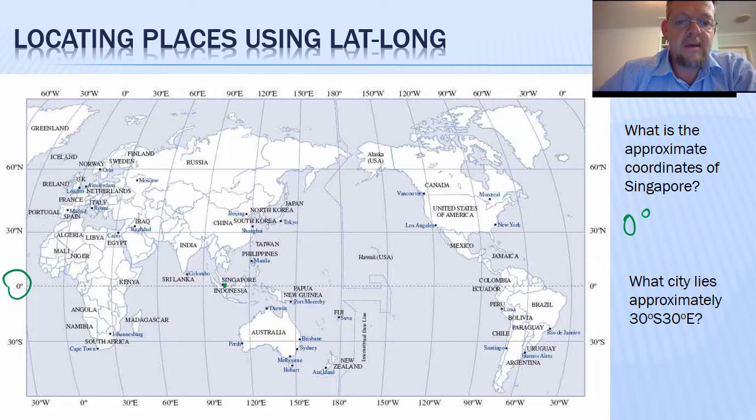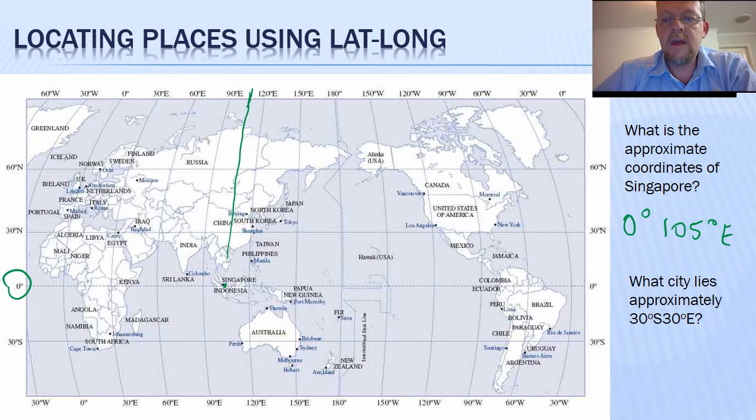Okay, now we need to estimate how far east it is. So we continue this line up, and it's about halfway in between 90 and 120. So if I say 120, take 90, that's 30. And then halfway between 30 is 15. So I just say, well, 15 and 90 make 105. So that's my estimation of the eastern coordinates of Singapore. So 0 degrees. If you want to put north or south in, as I said, it's all right. And then 105 degrees east.